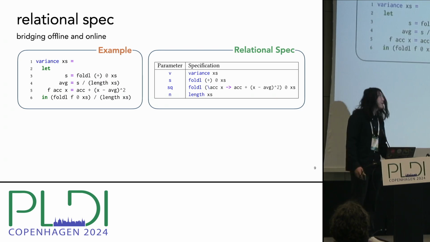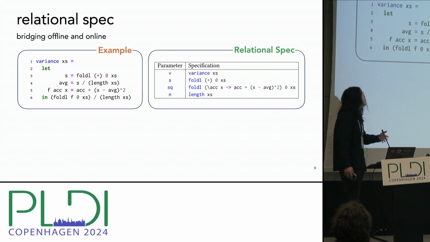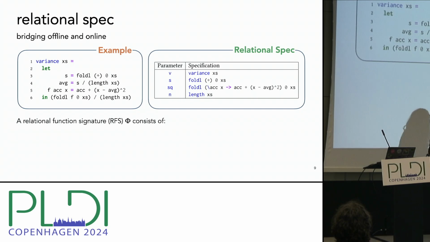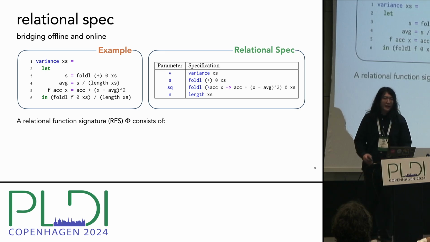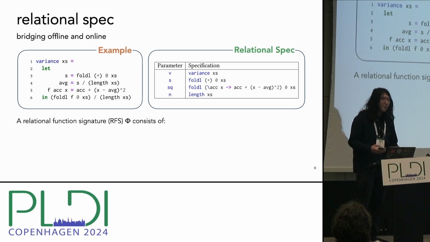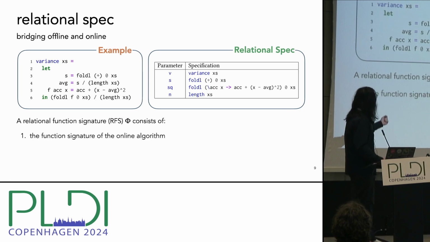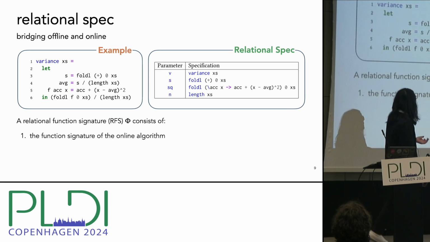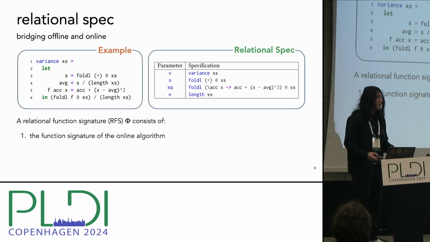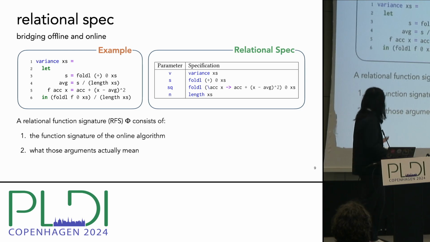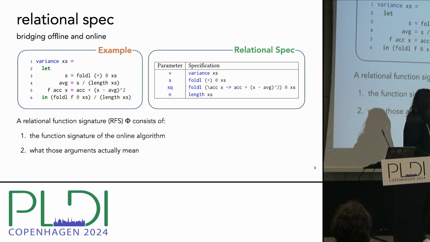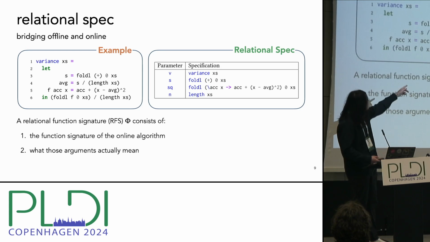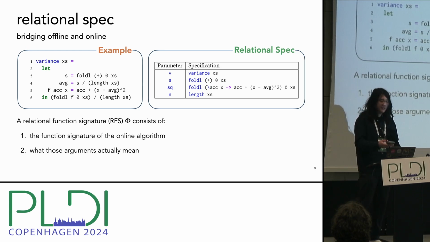So here is an example of the same program variance but written in our functional intermediate language. And then here's the relational spec Opera inferred. Here, the relational spec is something we call the relational function signature. It basically consists of two parts. The first part is showing the first column of the relational spec, which is the parameters, the function signature of the online program. And secondly, it also says what those arguments actually mean here. So the specification column is exactly what the semantics is. So for example, s is just fold left plus over xs.